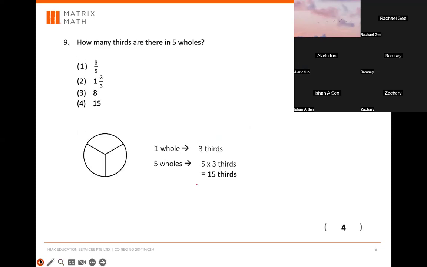Question 9 is here. So they are asking you how many thirds are there in 5 wholes. So a whole can be cut into 3 equal parts. So 5 wholes will have 15 thirds, 15.